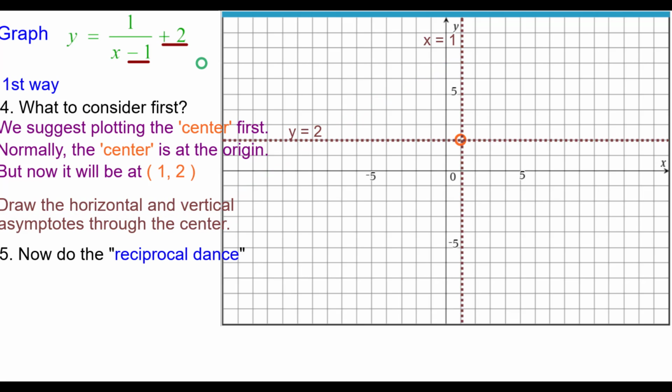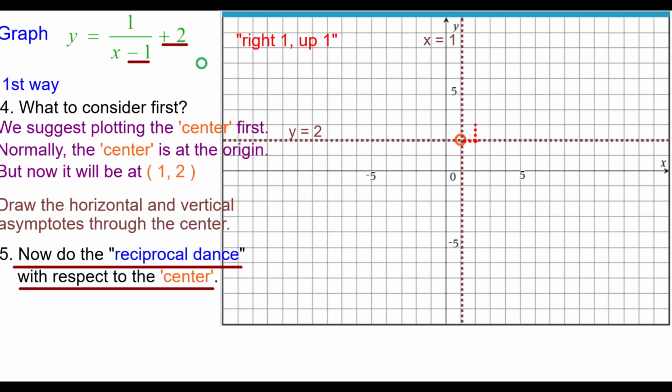And we'll go ahead and do the reciprocal dance from the center, that orange center point. Normally we go right 1, up 1, and that's what we'll do here as well. Right 2, up a half, and that's what we'll do. And right a half, up 2. So those are the 3 in the so-called new first quadrant.